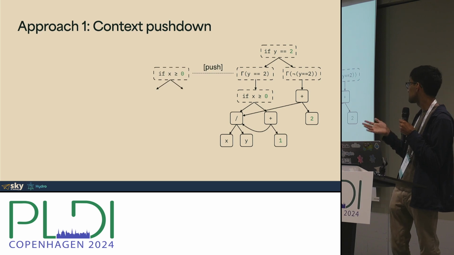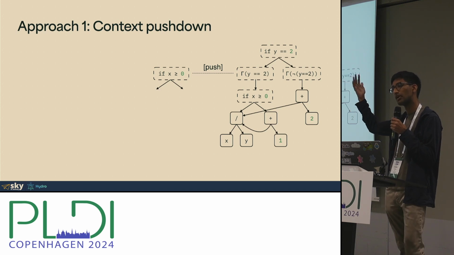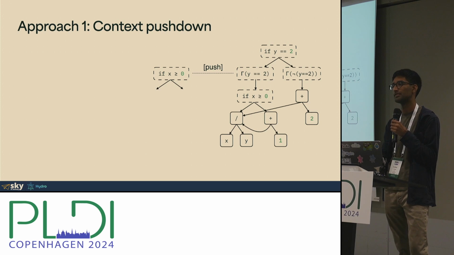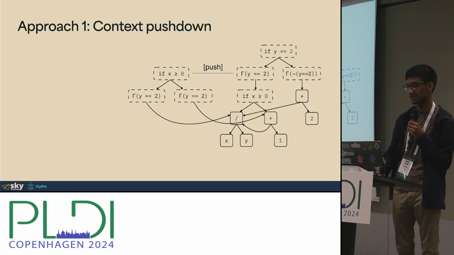Now the thing that's really important here is the push rule. The push rule says that if I know a piece of context and have an expression, I can know that same piece of context for all of its sub-expressions, right? So I can push these down so that they're sitting right above the expressions that we're interested in optimizing.